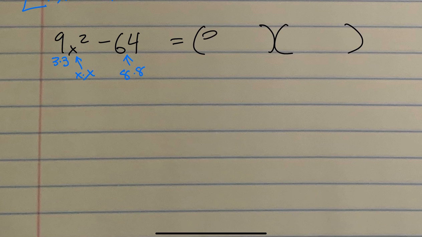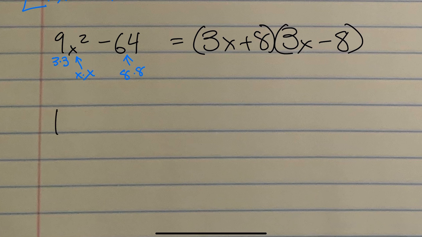So let's see, we got 3, we got x, we got 8s, and then we need a plus and a minus. Cool, so still works the same way. We could see that again.